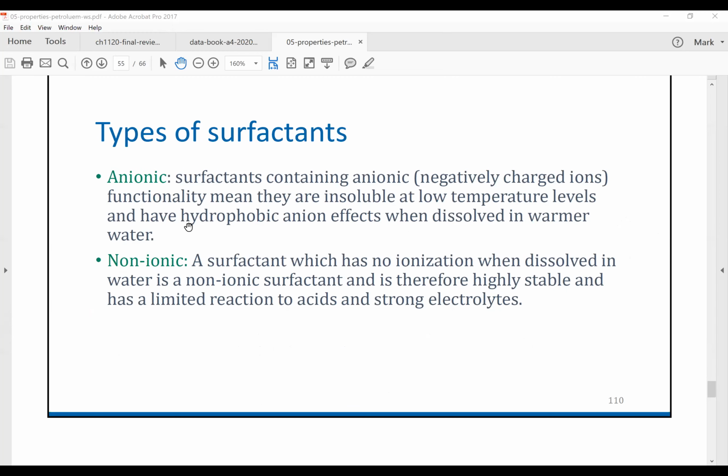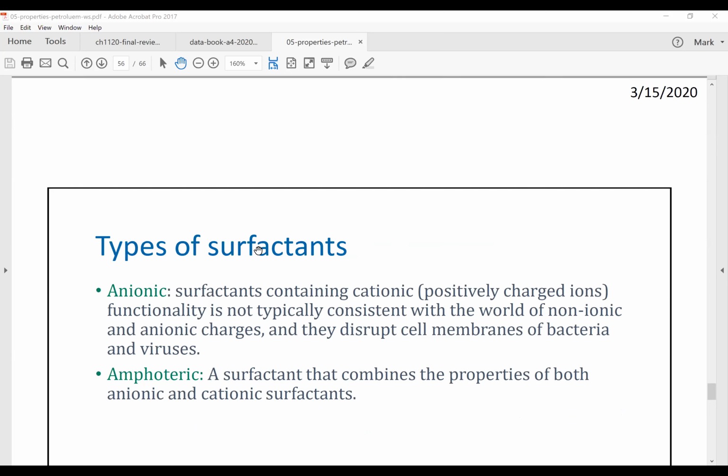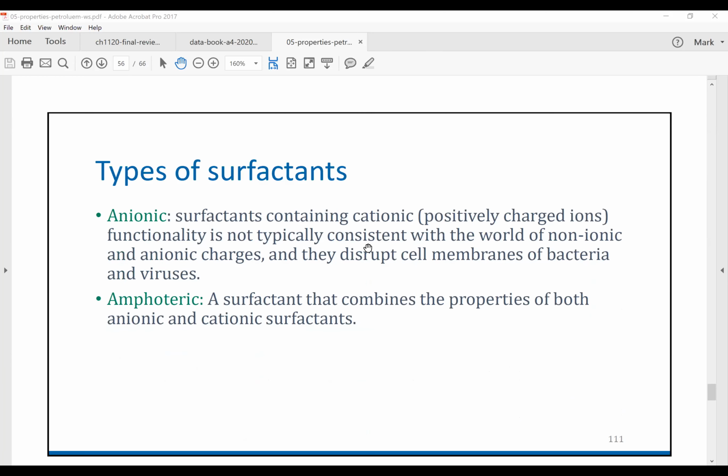What else? Let's look at the other 2. Again, there will be a multiple choice about one of these. Anionic, sorry, this was a typo. This is obviously cationic. I don't think this typo is in your notes. This is an old set of notes that I opened up. Cationic obviously contains positively charged ions. These are the ones that really mess with bacteria and viruses, which is pretty cool because in COVID times, obviously cationic surfactants are really good to be used in soaps. And amphoteric, these have properties of both anionic and cationic.